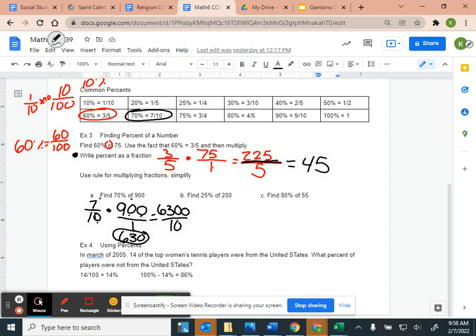70% of something, 70% is bigger than a half. It's bigger than 50%. So my number is going to be bigger than half. So half of 900 is 450. Yes, 630 is bigger than that. It makes sense.